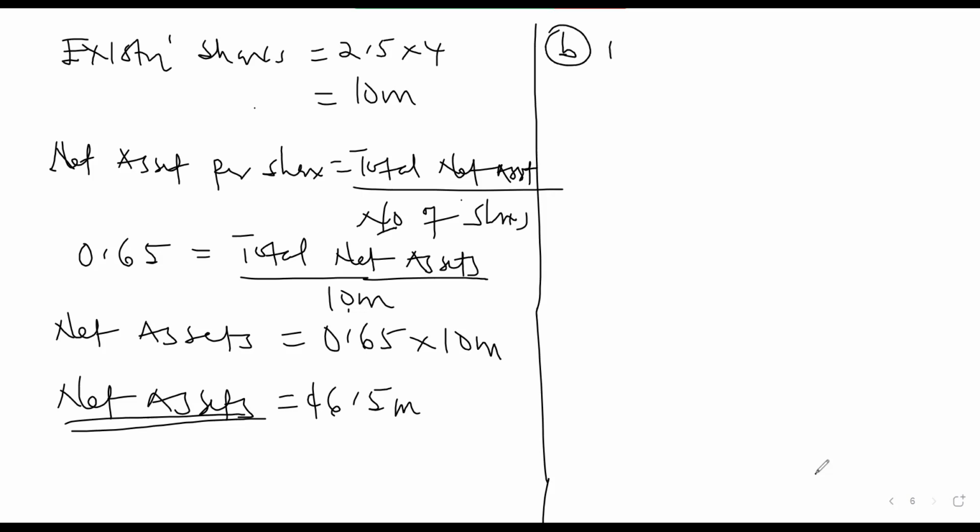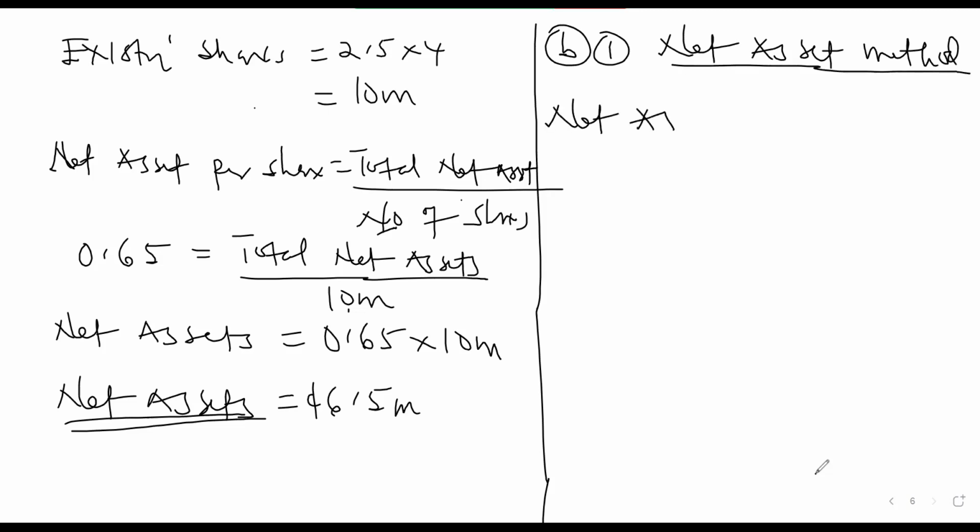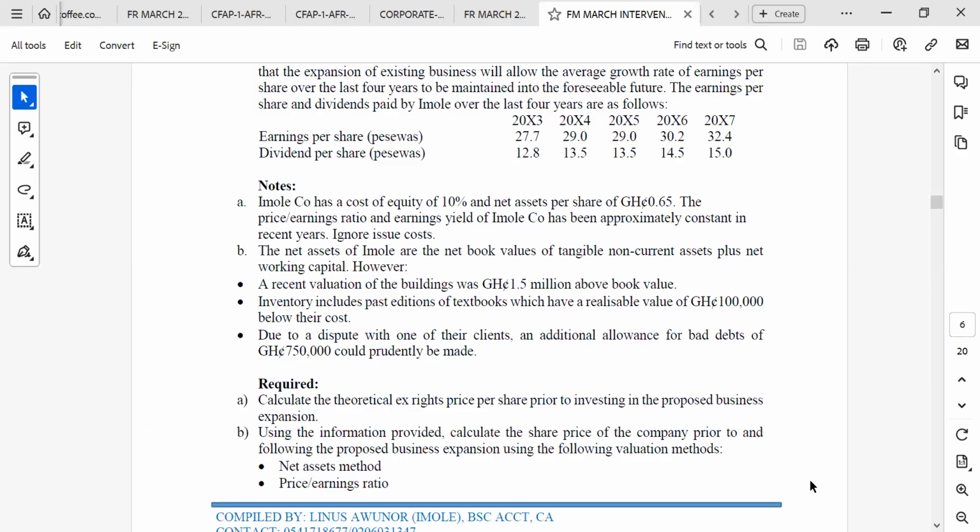So the B, we have this, then we have the net assets method. So you have your net assets before the adjustments, and that will be 6.5 million. Then you now come to your statement, the footnote B. The net assets of Imole are the net book values of intangible non-current assets plus net working capital. However, a recent valuation of the building was 1.5 million above book value.